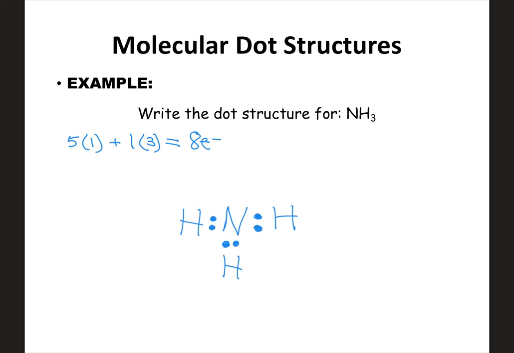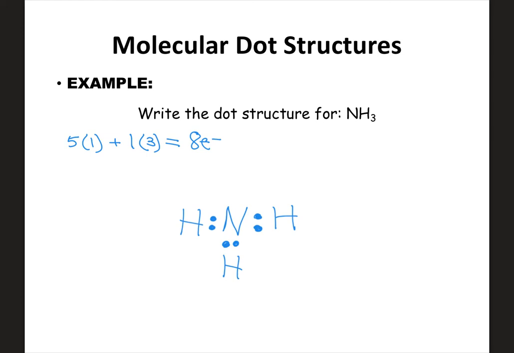Make each element happy by giving them the number of valence electrons they want. All right, so if you look here first at each hydrogen, each hydrogen here has 2 valence electrons around them. Hydrogen is a weirdo. He only wants 2 valence electrons. So each hydrogen is happy.